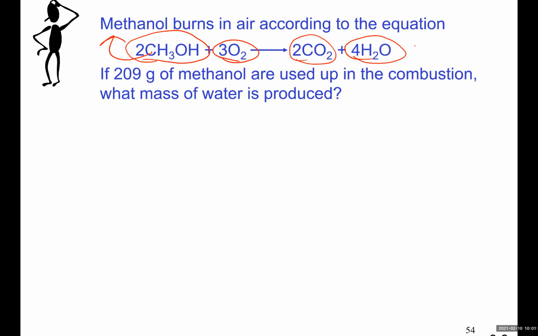So we are asking you, if the amount of starting material is this, if you use 209 grams of methanol, how much water do you make?